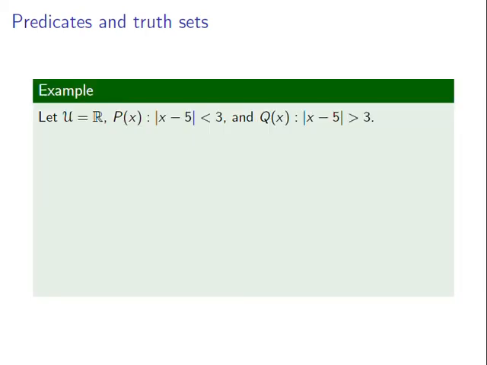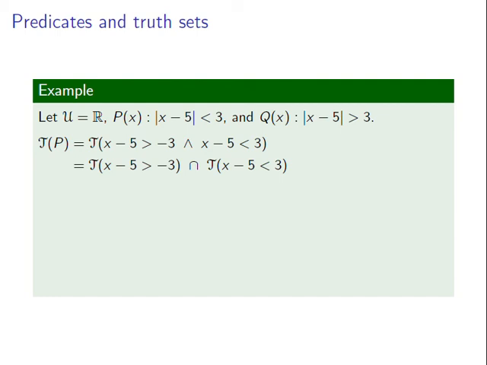To illustrate, assume that the universal set is the set of real numbers, and let P of x be the predicate, the absolute value of x minus 5 is less than 3, and let Q of x be the predicate, the absolute value of x minus 5 is greater than 3. You learned in high school algebra that the absolute value of x minus 5 is less than 3 is equivalent to the predicate x minus 5 is greater than negative 3 and x minus 5 is less than 3. Thus, the truth set of the absolute value of x minus 5 is less than 3 is the intersection of the truth set of x minus 5 is greater than negative 3 and the truth set of x minus 5 is less than 3, which are the set of all real numbers greater than 2 and the set of all real numbers less than 8, respectively. Hence, the truth set is the open interval from 2 to 8.